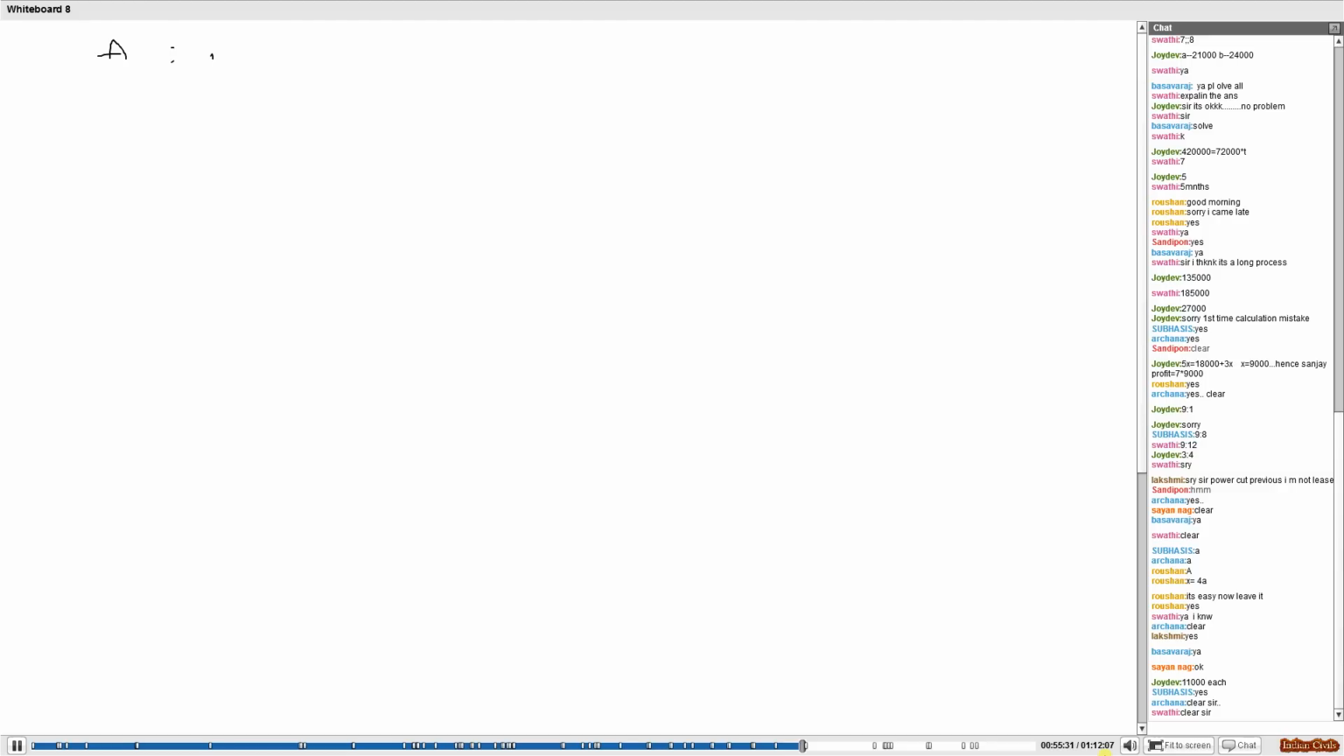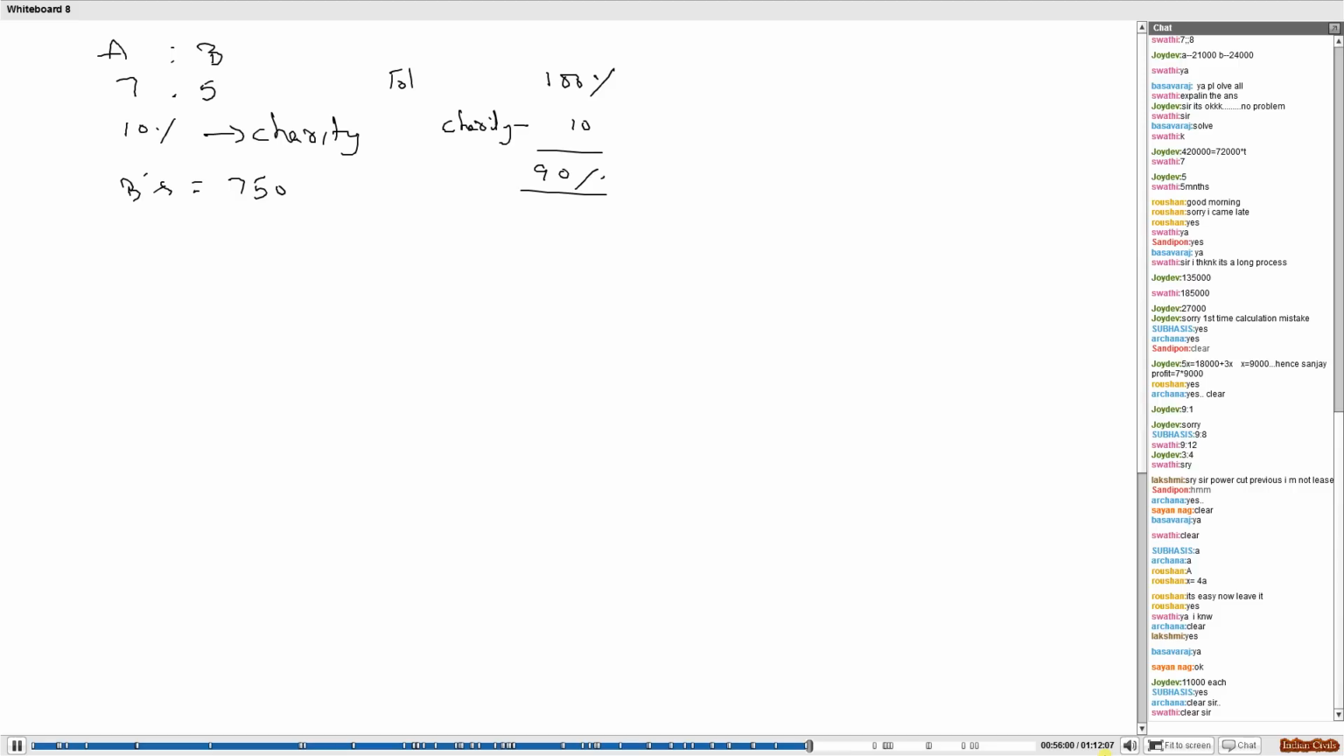Look, A and B invest in a business in the ratio 7:5. They decided that 10% will be given to charity. He said B's share of profit is 750. Look, whatever it may be, the total profit will be 100%. So he said 10% to charity, 90% is the remaining. So this 90% is divided in between A and B.